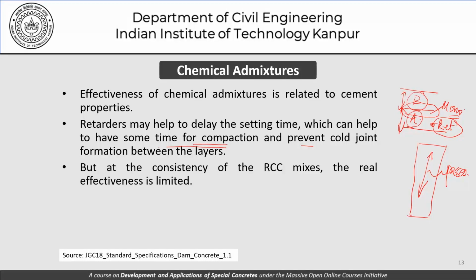But at the consistency of the RCC mixes, that's roller compacted concrete mixes, the real effectiveness of chemical admixtures is limited. Why is it limited? Because one of the reasons is the low cement content. If we have a low cement content, the amount of chemical admixtures is also low, and therefore it will be difficult for us to manipulate or engineer the properties of concrete beyond a certain point.